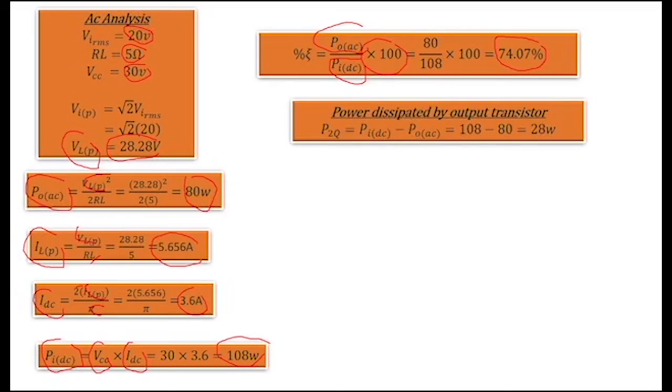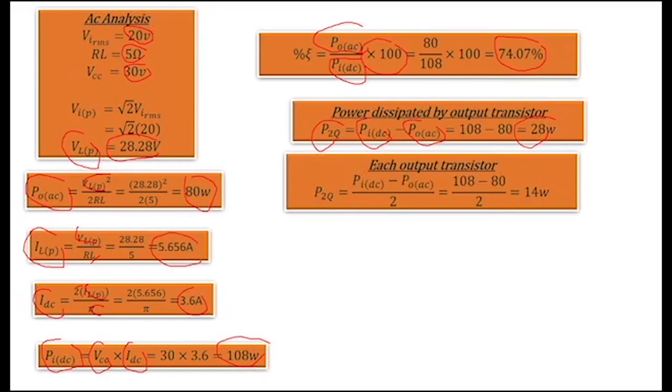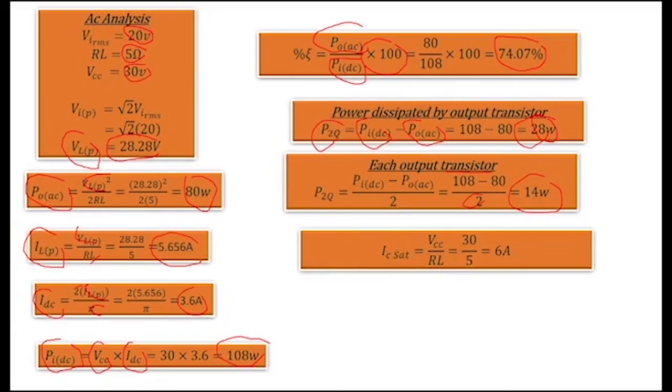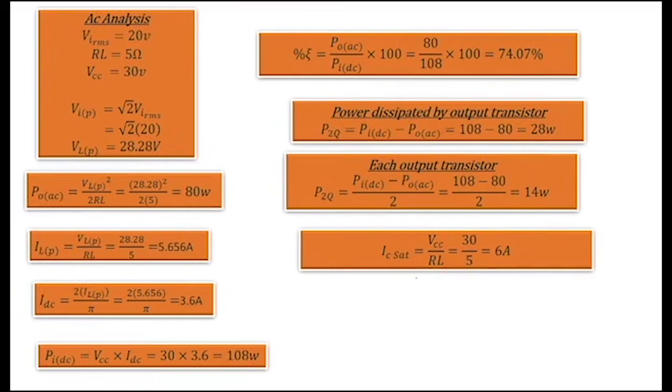Power dissipated by output transistors, which is P2Q, equals P in DC minus P out AC, we'll get 28 watt. So for each output transistor, we just divide 28 by 2, then we will get 40 watt for each transistor. For the AC side, we calculate VCC over RL. Then we will get 6 ohm. So that's all for AC analysis. So let's go through DC analysis.